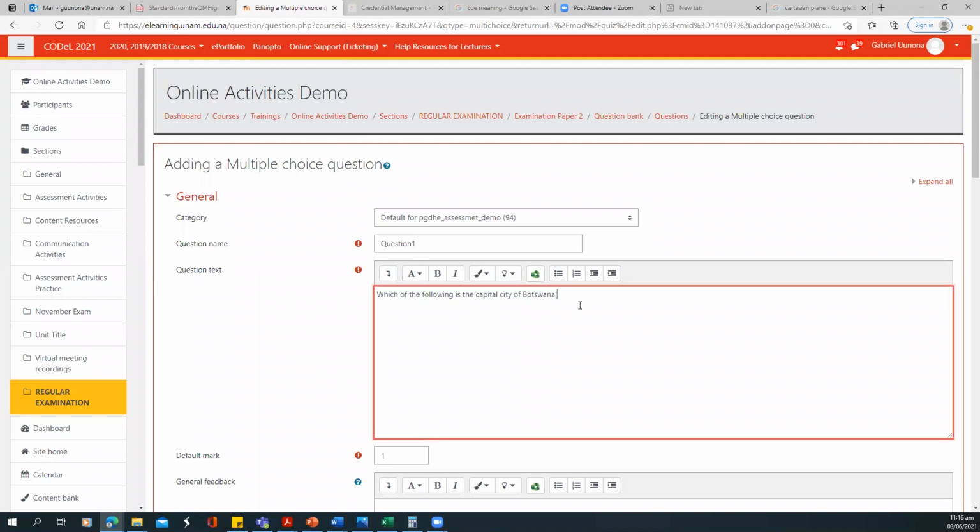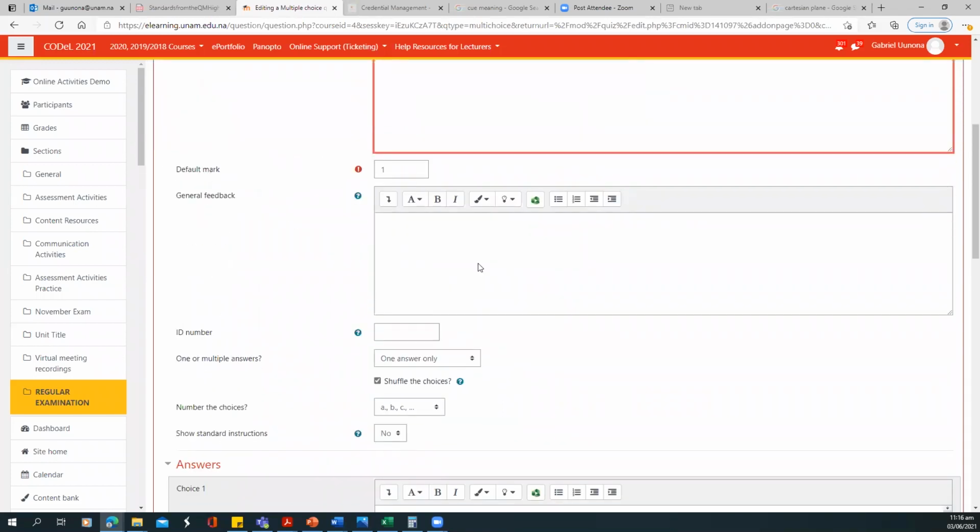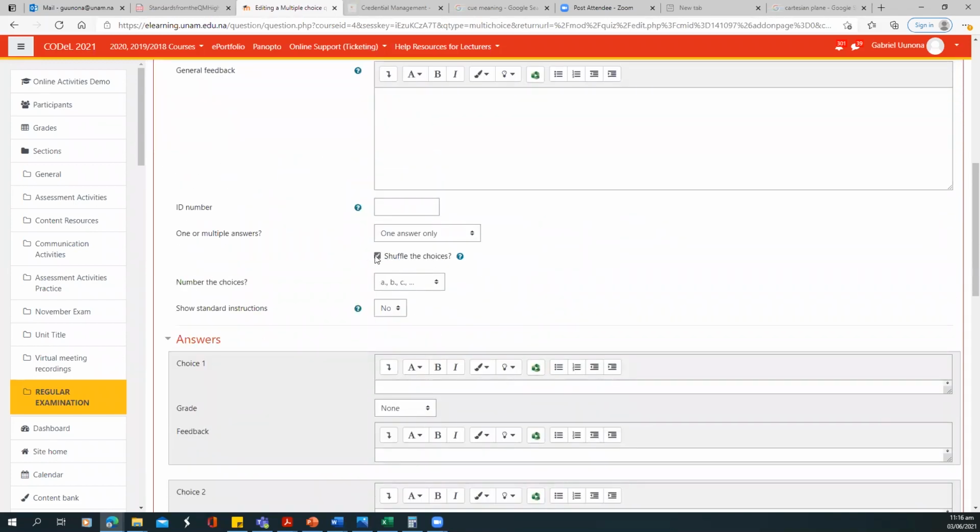So which of the following is a capital city of Botswana? Suppose it has 1 mark. Then you see shuffle within choice, very important. It's already selected by default. This is another counter cheating measure. I'll point out all the counter cheating aspects, so that we understand that when things are properly set up, the system can, to a fair extent, really counter cheating.